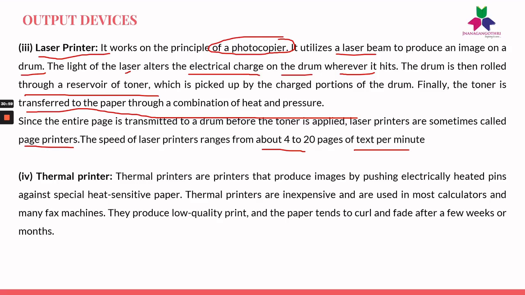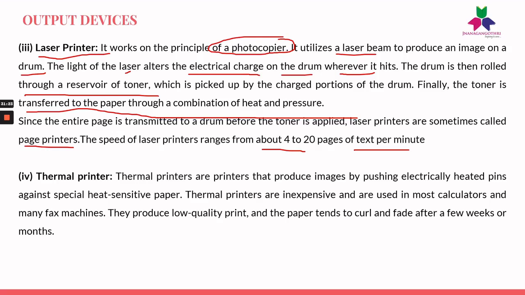So when the drum is rolled against the toner, what happens to the drum? Where are the charged portions on the drum? That part gets copied from the toner. So then this particular drum is pressed against a paper with heat and pressure so that the desired shape is transferred to the paper. So this is how a laser printer works.